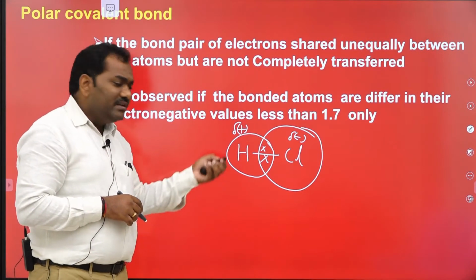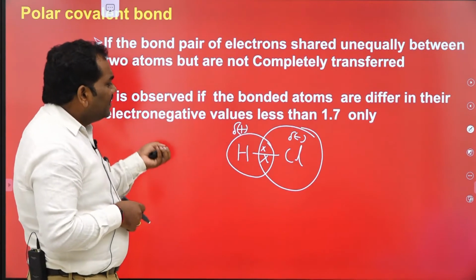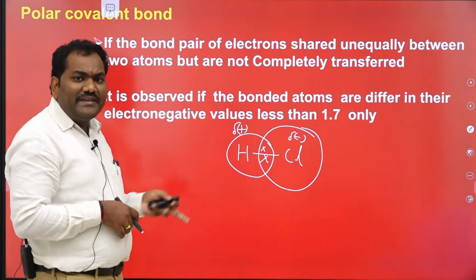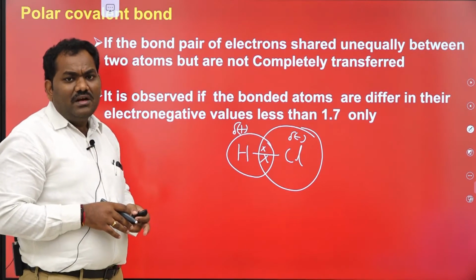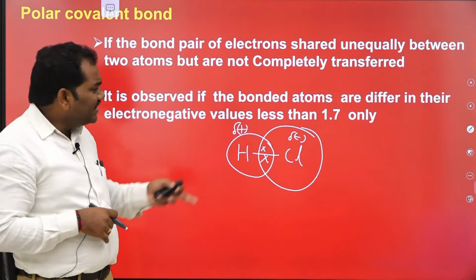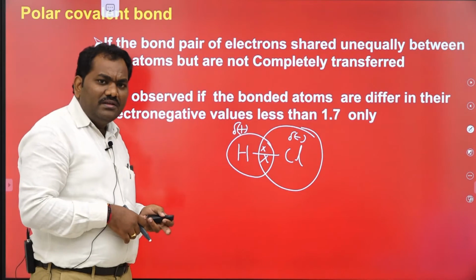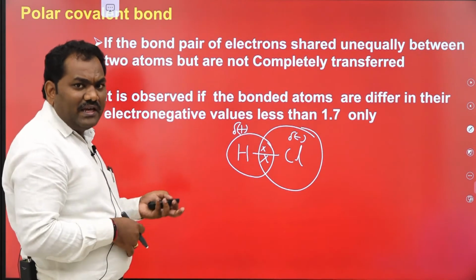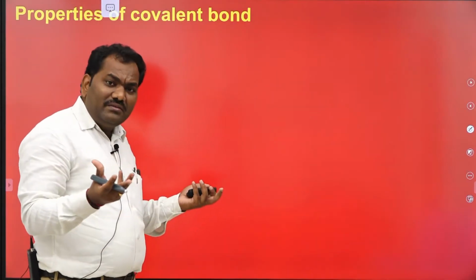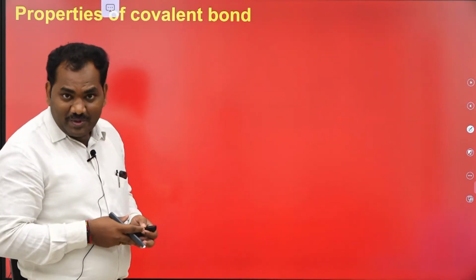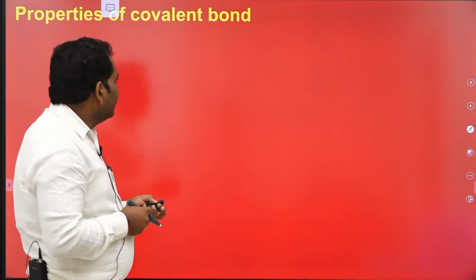Generally this type of molecule, like haloalkanes, also exhibits this. Why? Because in halogen compounds we can observe this polar covalent bond, for example haloalkanes, haloarenes, like that. That polarity we can measure by using the dipole moment.